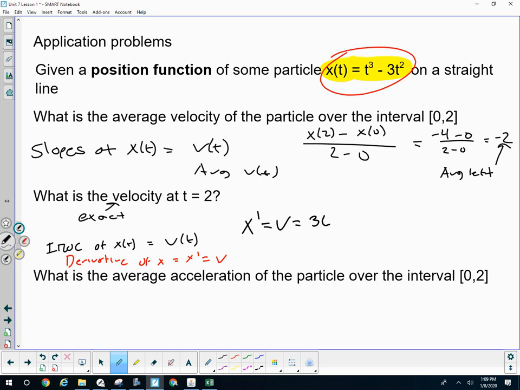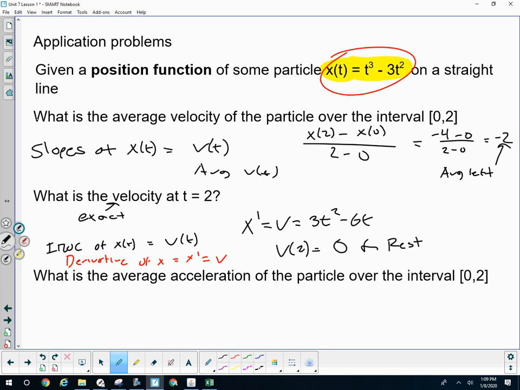You just get 3t squared minus 6t. You plug in 2. V of 2 or x prime of 2 is 0. Okay, so that means we are at rest. That value, velocity, means we are not moving.